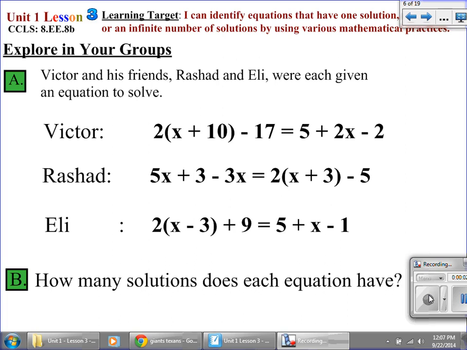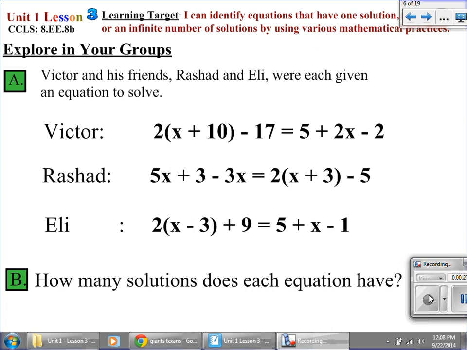Okay, so this video is going to help you on what we did in class today. This is Unit 1, Lesson 3. We're talking about equations that have one solution, no solutions, or infinitely many solutions. This is one of the slides straight out of the lesson where you had to solve an equation, and then for part B, tell how many solutions each equation has.